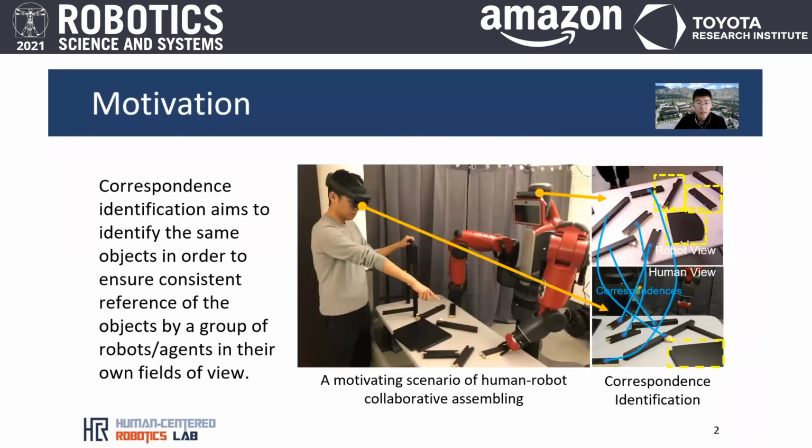Correspondence identification is essential for multi-robot collaborative perception, which aims to identify the same objects in order to ensure consistent references of objects, which are observed by a group of agents in their own field of view. For example, when a collaborative robot assists a human worker who wears an AR headset to assemble a chair, they need to identify the correspondence of the chair parts in order to ensure that both the robot and the human can correctly refer to the same object.